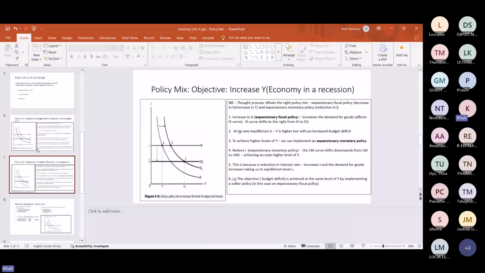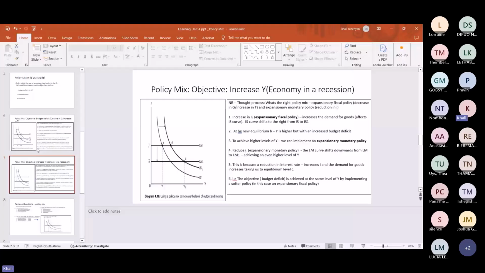On your original equilibrium point, you have Y0 and interest rate 0. Then you've got a new equilibrium point at IS1 and LM0. So then you've got Y1. You can see that your Y has expanded or it has increased. This is the effect of an expansionary fiscal policy. An expansionary fiscal policy has increased our level of Y, and our interest rates have remained the same. How can we expand this economy further?